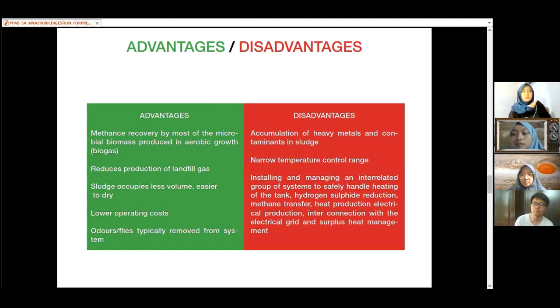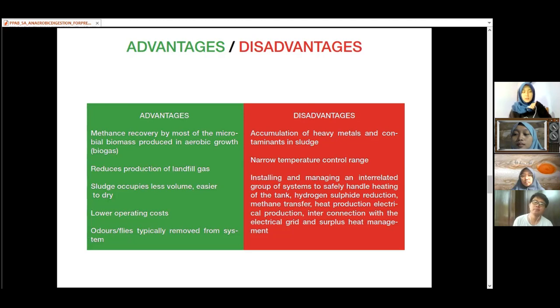We have advantages and disadvantages. First, I will explain about the advantages. 1. Methane recovery from most of the microbial biomass product in anaerobic growth, or biogas. 2. Reduced production of landfill gas. 3. Sludge occupies less volume and is easier to dry. 4. Lower operating costs. And 5. Odor or flies are typically removed from the system.